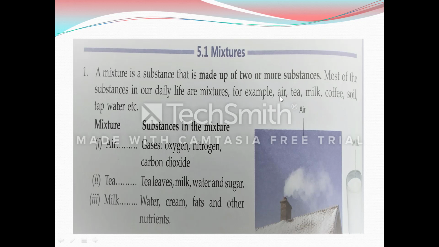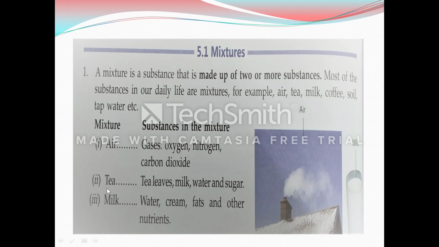For example, air, tea, milk, coffee, soil, tap water, etc. Now let's see what all mixtures they have defined here and the substances in these mixtures. First, let us take air. Air is a mixture of some gases like oxygen, nitrogen, carbon dioxide, and besides this you will always find some dust particles in the atmosphere, in the air.